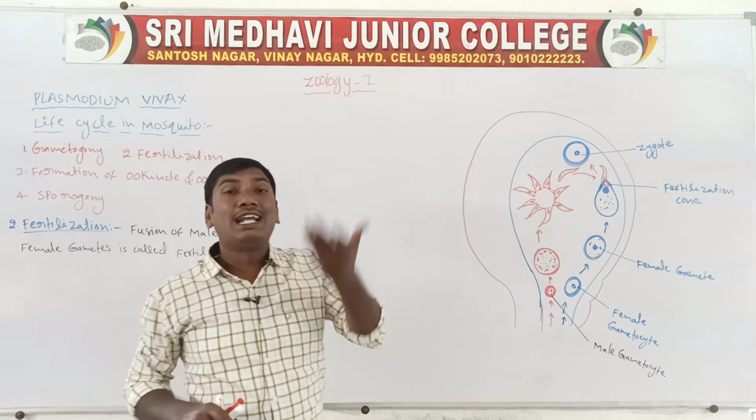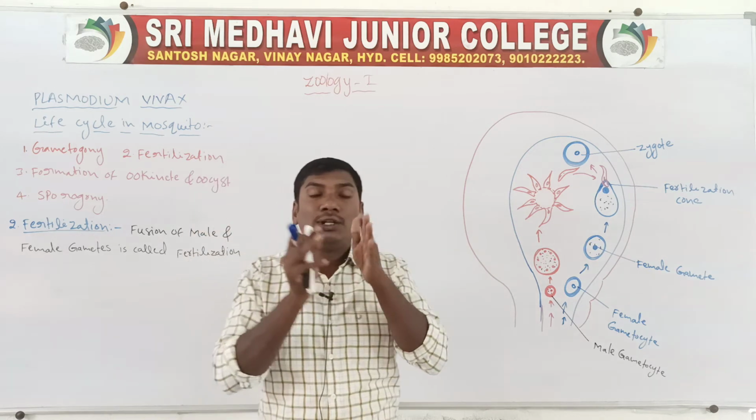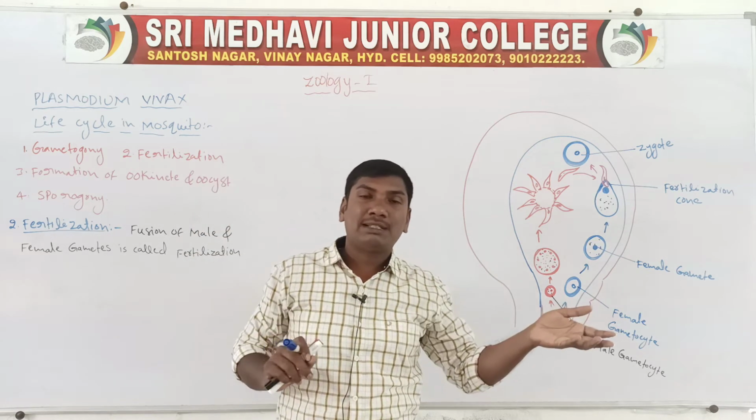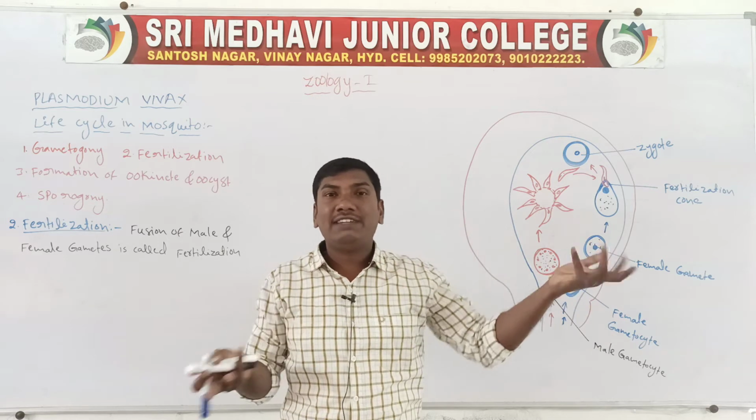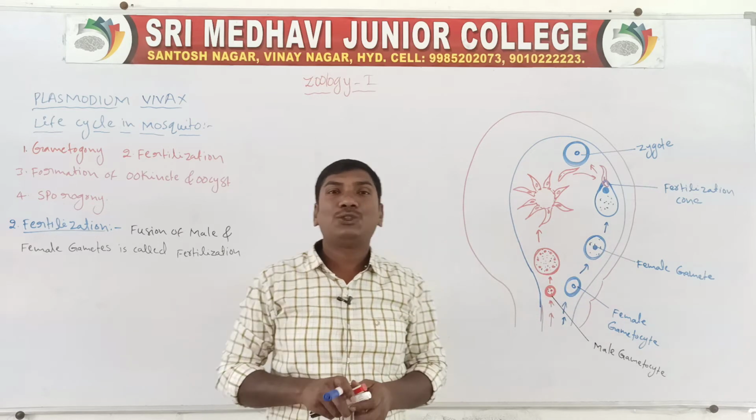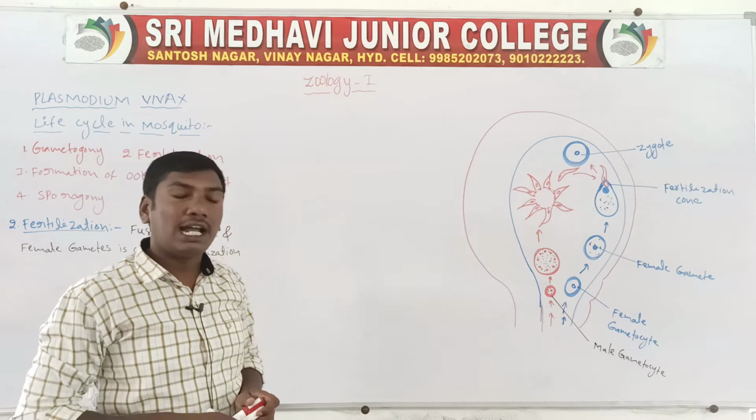These are dissimilar gametes. The male gamete and female gamete are structurally different, so this is called anisogamy. This fertilization is called anisogamy.